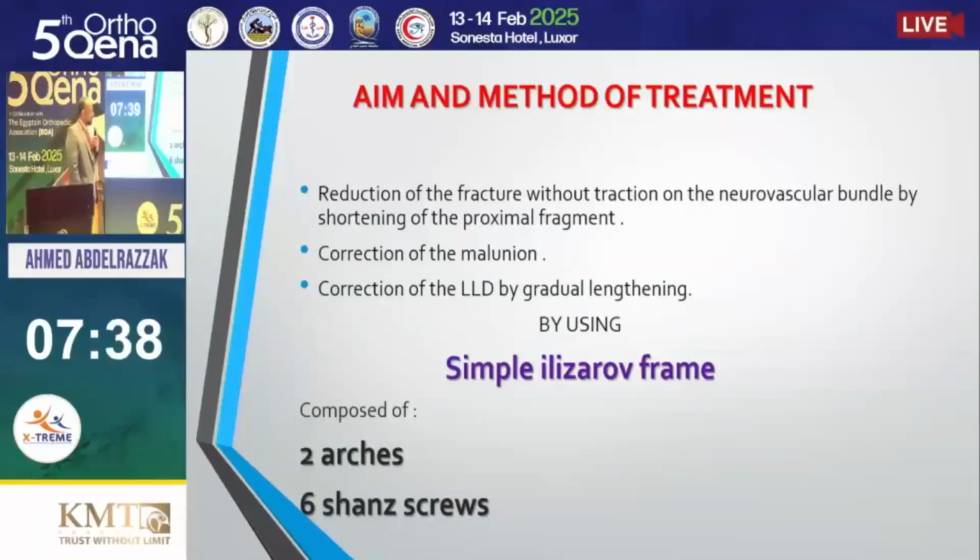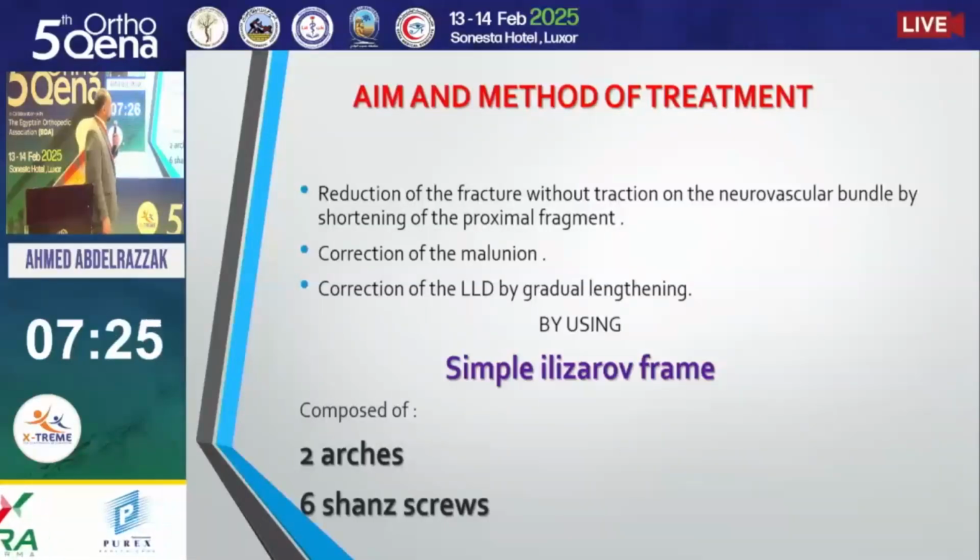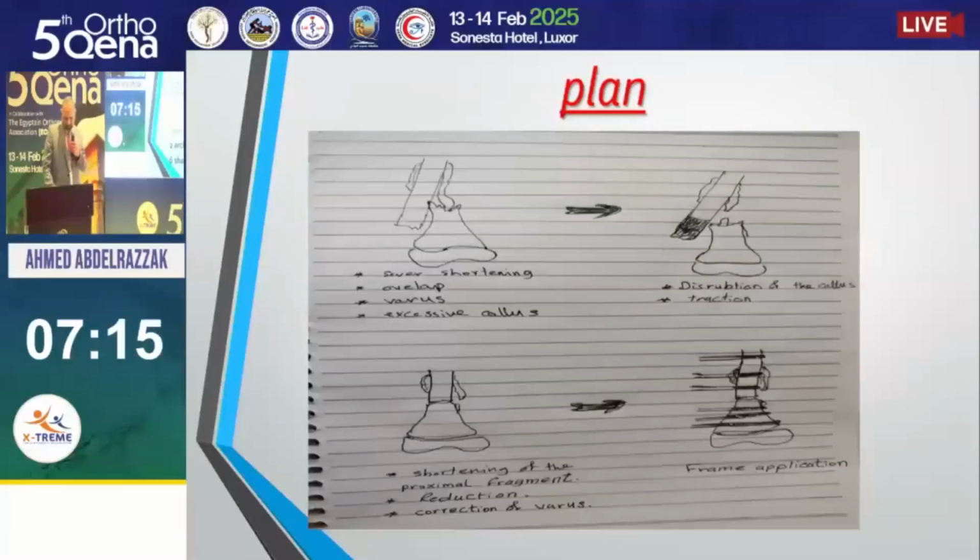Our aim and method of treatment is to do reduction of the fracture without traction on the neurovascular bundle by shortening the proximal fragment, and correction of the malunion and of the limb length discrepancy by gradual lengthening using a simple Ilizarov frame composed of 2 arches and 6 Schanz screws.